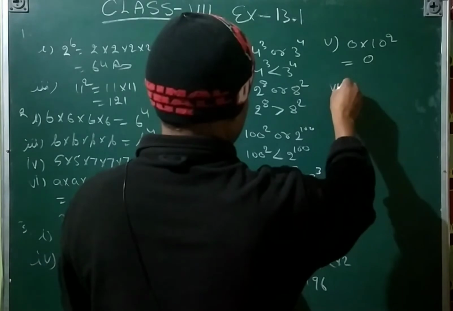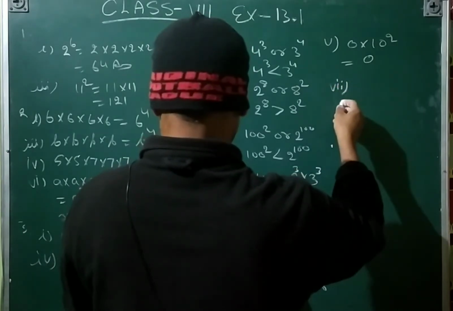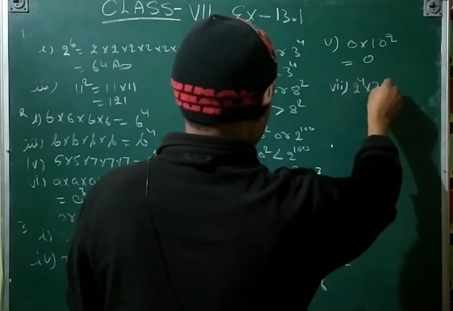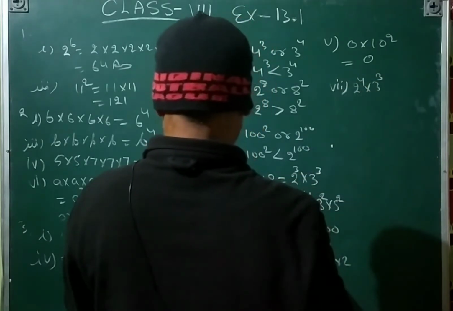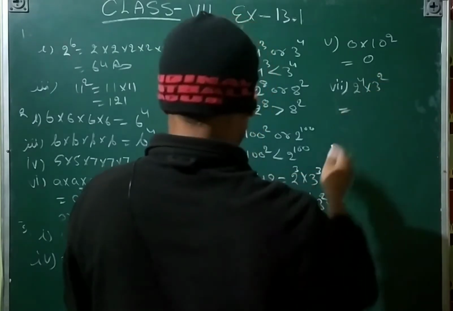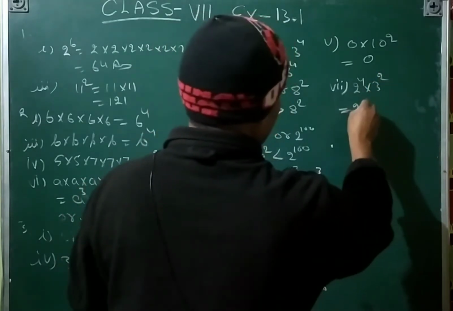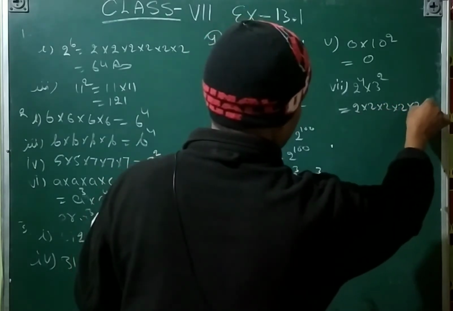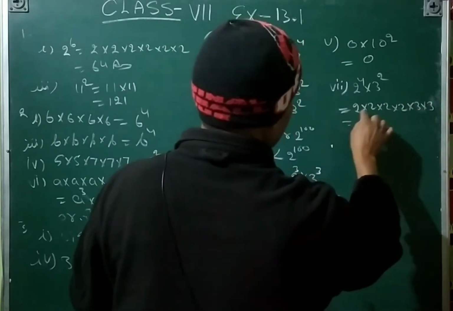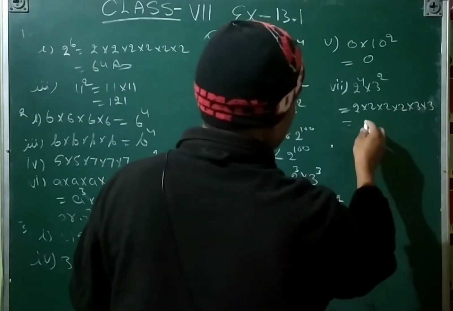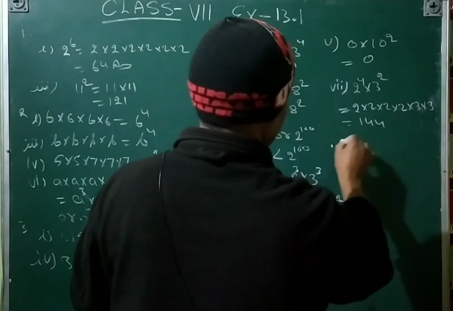Seventh part, that is 2 power 4 and multiply 3 power 2. So 2 multiply 2 multiply 2 multiply 2 multiply 3 multiply 3. So 2 twos are 4, 8, 16, and then 3 threes are 9, 16 into 9 is 144.